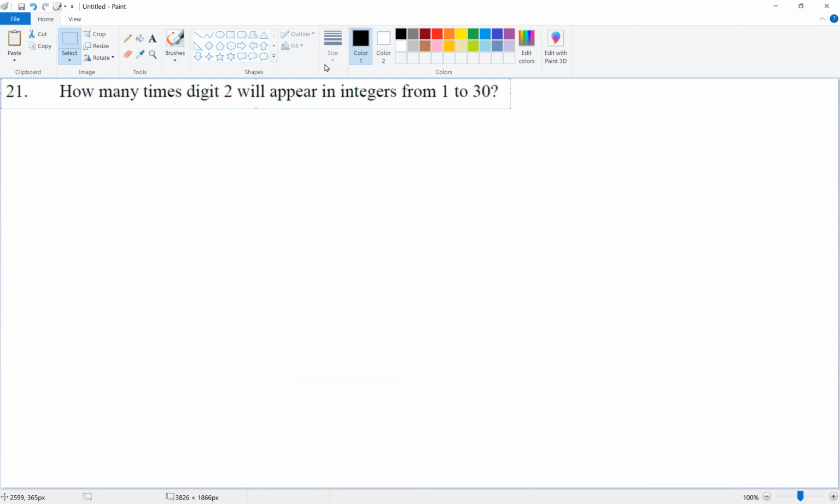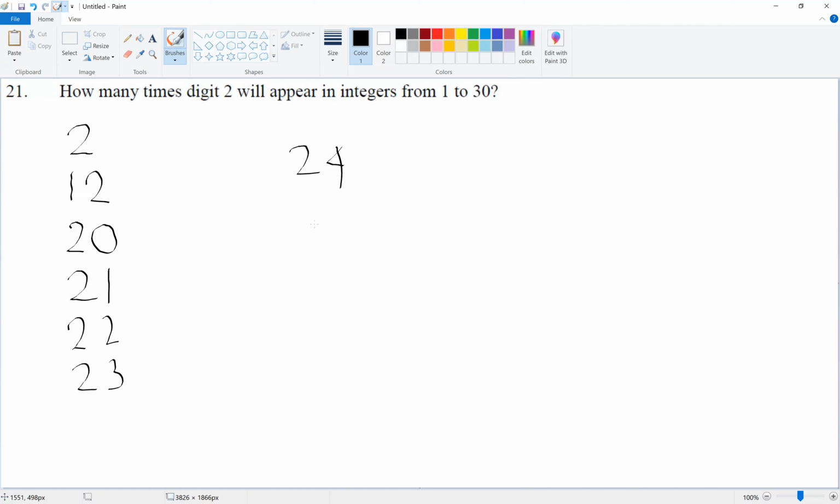Number 21, Neil. How many times will the digit 2 appear in integers from 1 to 30? I got 12. And what did you do? So I did 2, 12, and then all of the 20s, which is 20, 21, 22, 23, 24, 25, 26, 27, 28, 29. Okay. And then you counted.